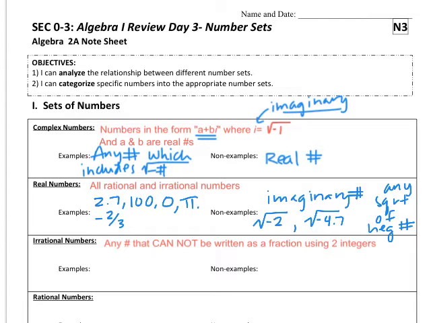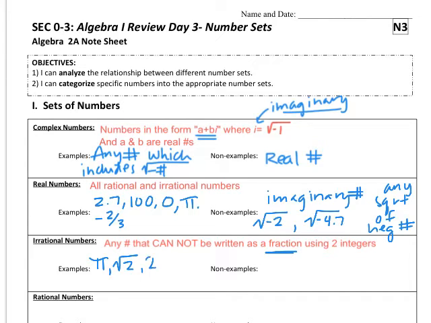And the definition of irrational numbers: any number that cannot be written as a fraction. Okay, so any number that cannot be written as a fraction using two integers. So for example, pi cannot be written as a fraction using two integers because it's a non-repeating decimal. And same thing with the square root of 2. There's no way for us to write that as a fraction.